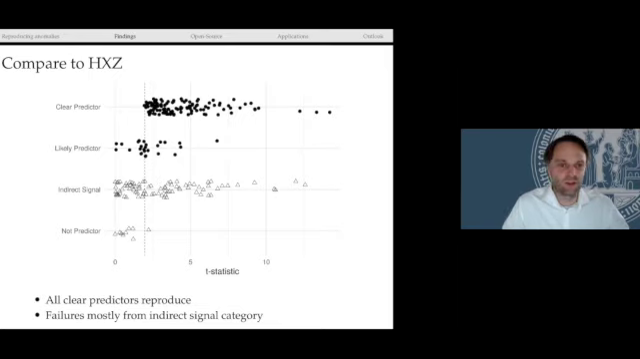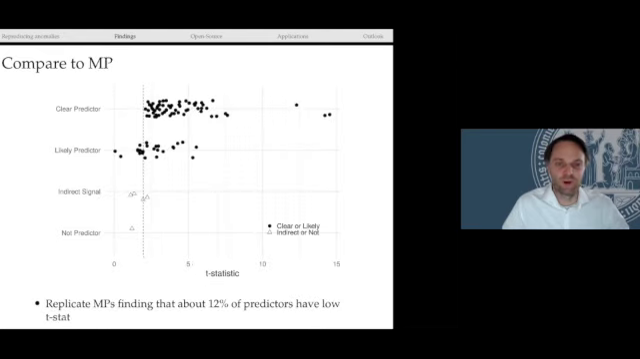We also compare this to the McLean and Pontiff paper. McLean and Pontiff, you see, it's somewhat smaller data sets, only 97 predictors in the data set. Almost all of them come from the clear and likely category, with a few of them from the indirect signal category, and one is a not predictor. We replicate basically their finding that around 12% of the predictors have low t-statistics and the rest have relatively high t-statistic.